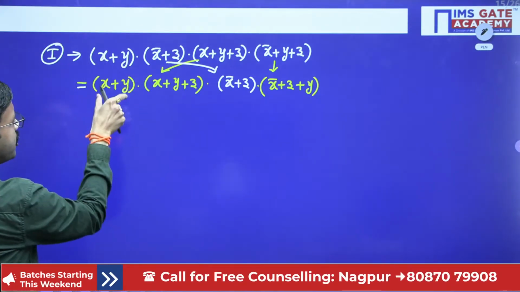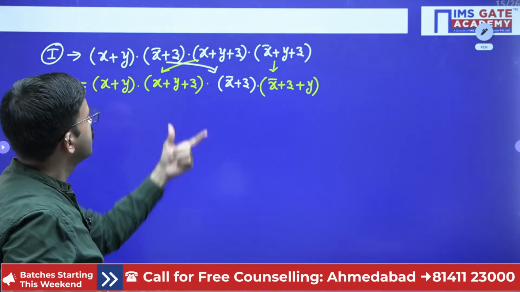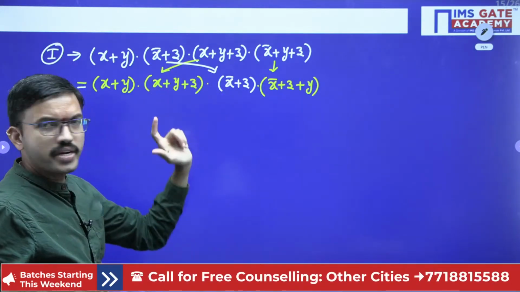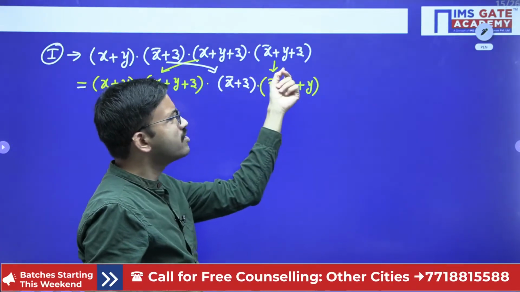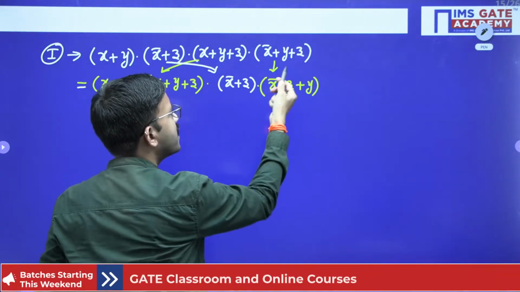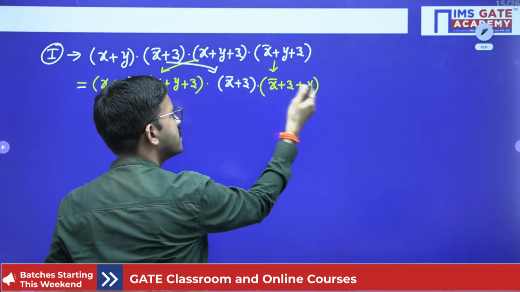The first term I have copied as it is, x plus y. The third term I have written here, x plus y plus z. The second term I have copied as it is. Now in the last term I have done a slight modification. Here x bar plus y plus z is there, but I have written here x bar plus z plus y.